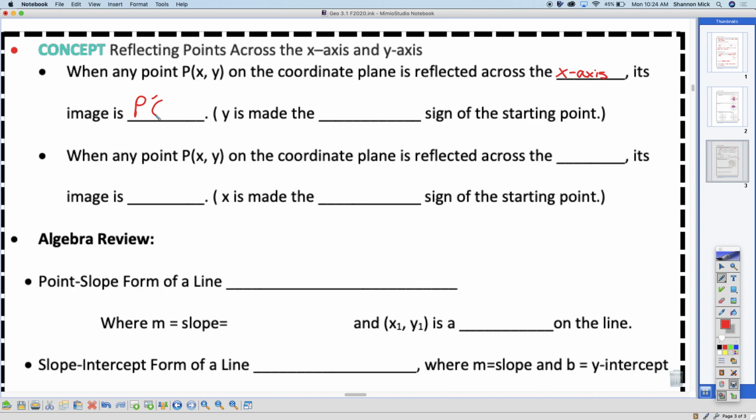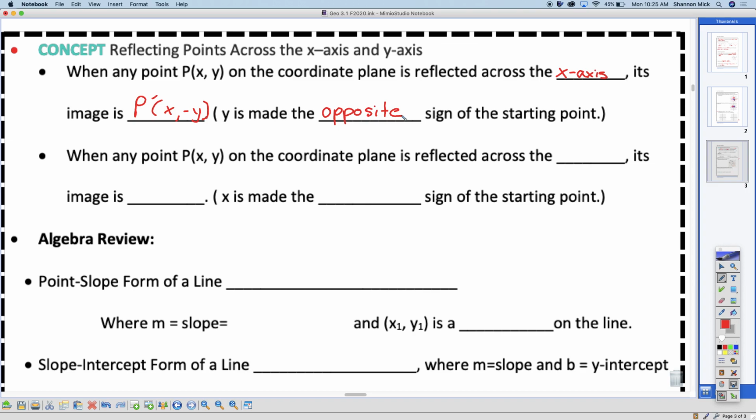And what did we do to it, guys? What did we do when we did the x-axis? What did we do to the coordinate? We changed the y. We made it negative, right? And if it was negative, it became positive. So it's x, comma, negative y. Meaning y is the opposite sign of the starting point. You guys always like that word opposite, so I'll let you say the opposite sign, okay? So if it's negative, it becomes positive. If it's positive, it becomes negative.